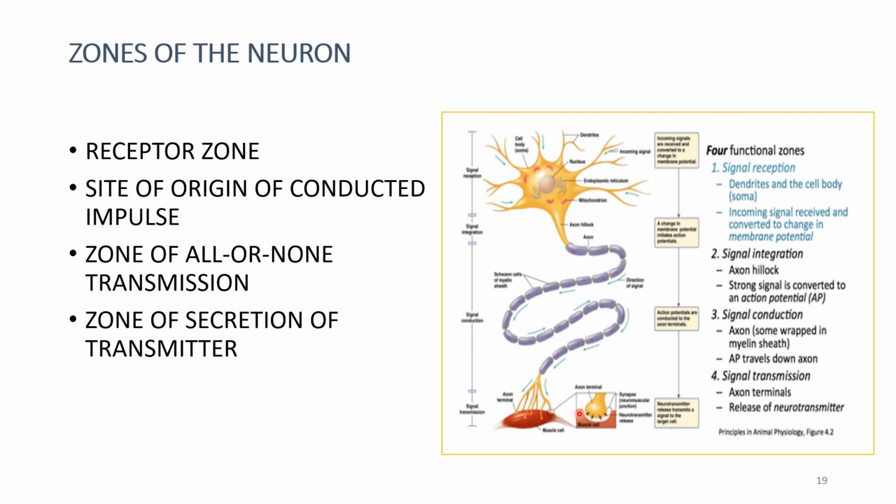Then there will be secretion of the neurotransmitter at the axon terminals. That is the zone of secretion of transmitter. That is the receptor zone, site of origin of conducted impulse, zone of all or none transmission, and zone of secretion of transmitter. These are the 4 functional zones in the neuron.